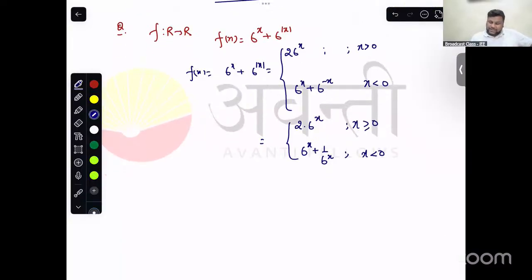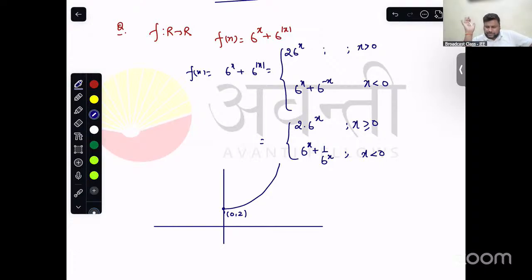Now, if I see the graph of this function, when x is more than 0, it is 2 times 6 to the power x. The graph is going to be like this. This point is (0, 2). Fine. If x is less than 0, let us assume x is minus 2. Correct. If x is minus 2, this value will become very large and will become 6 square. Yes or no? So the graph in this case at minus infinity is going to be this. At 0, it is 1 plus 1. Just a moment. At 1, it is 6 plus 1 by 6.